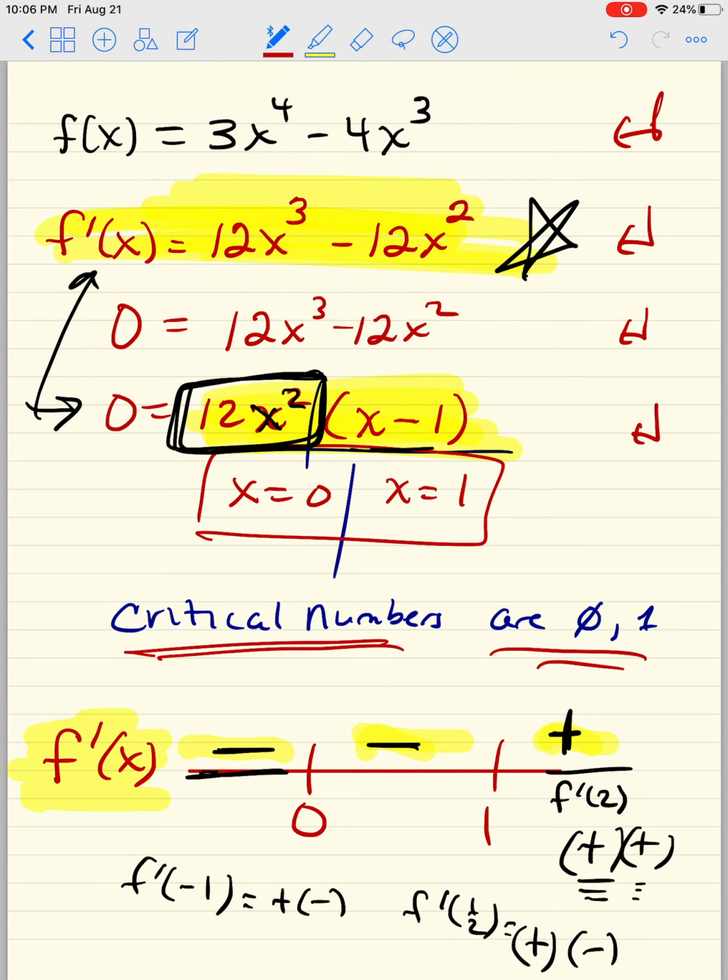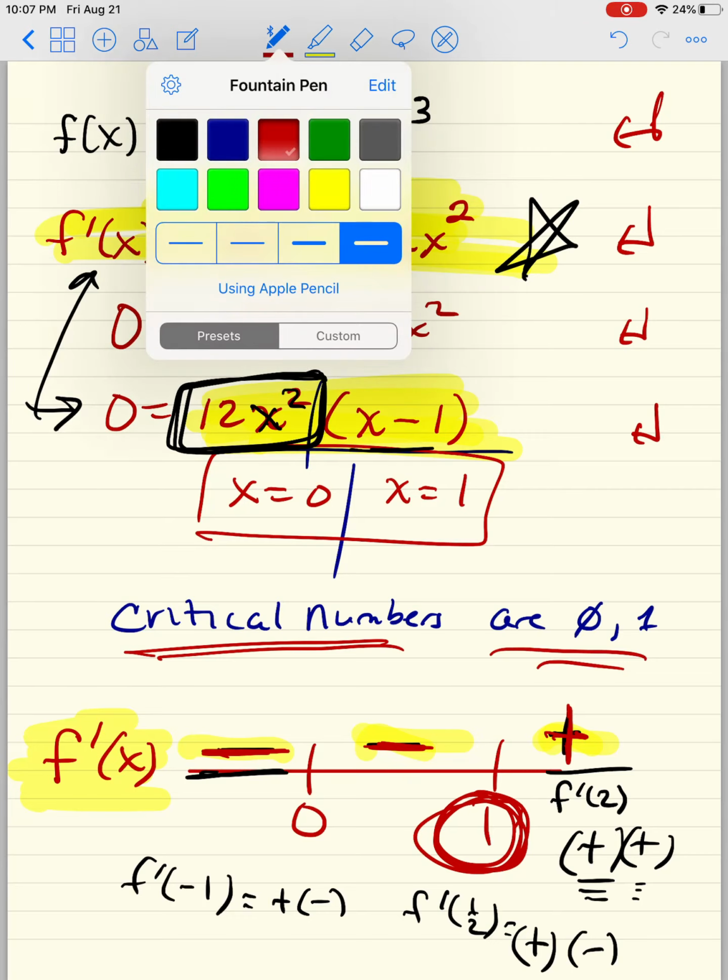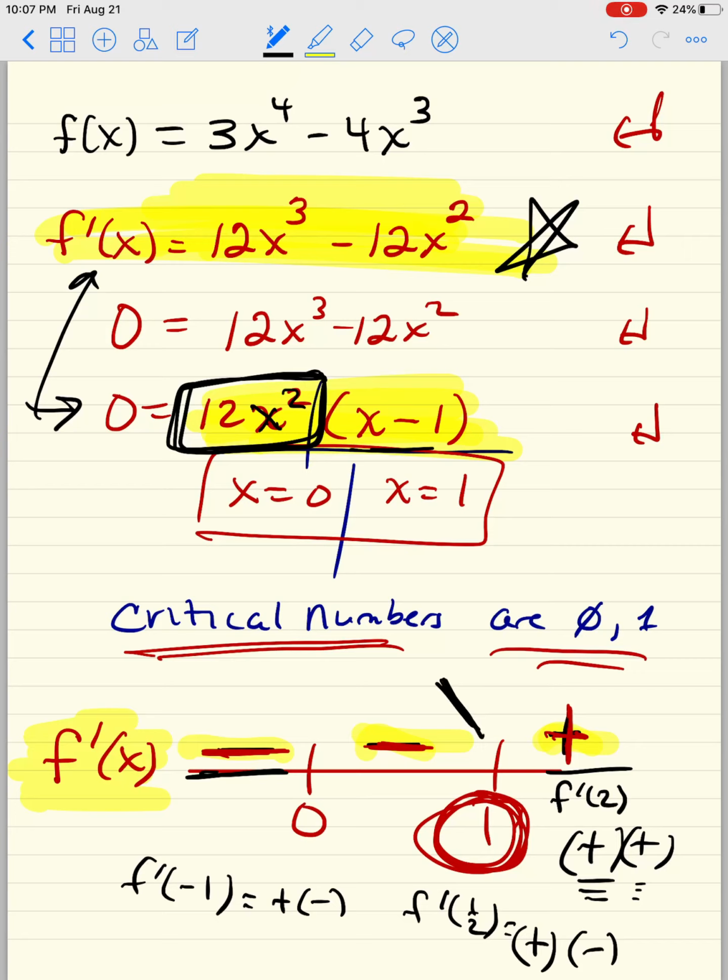The graph starts at negative infinity, then it decreases, then it decreases again, and then it increases. So only here does the sign switch from negative to positive. Therefore, there's only one extrema, and it's a relative minimum. Why? Because you went down and then you went up. So the relative extrema, there's a minimum at 1.